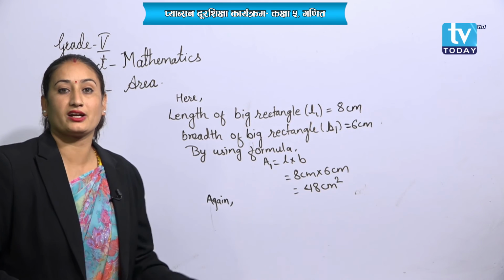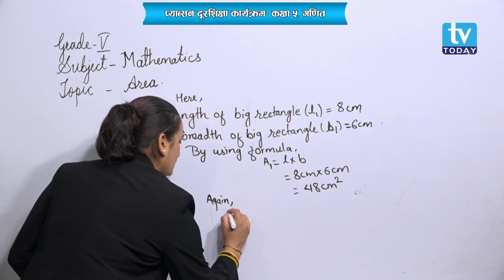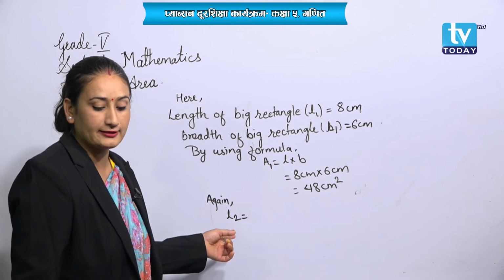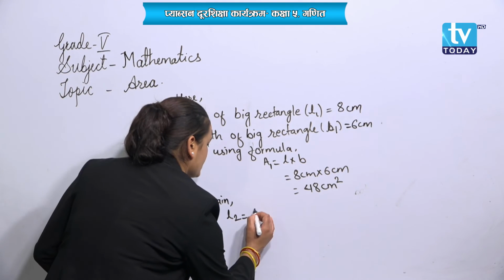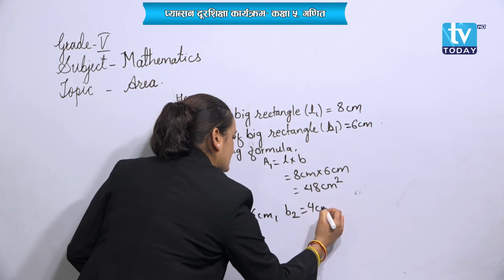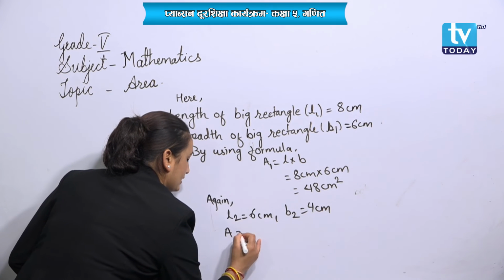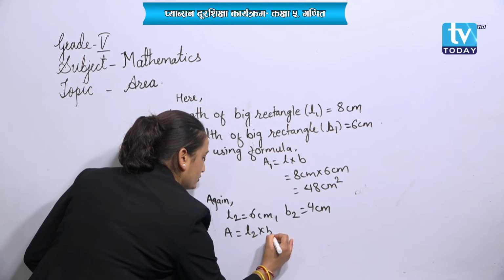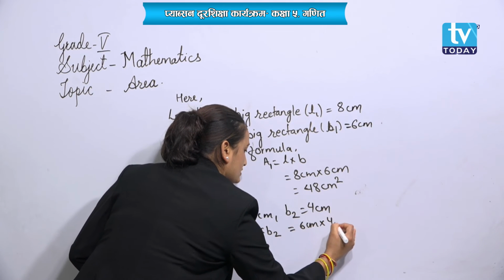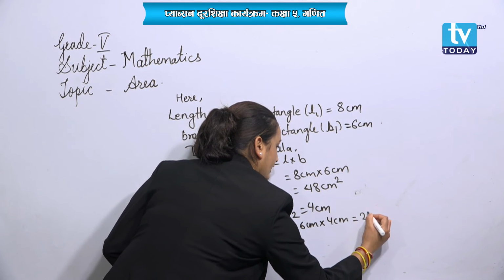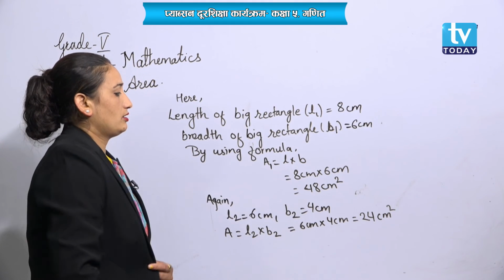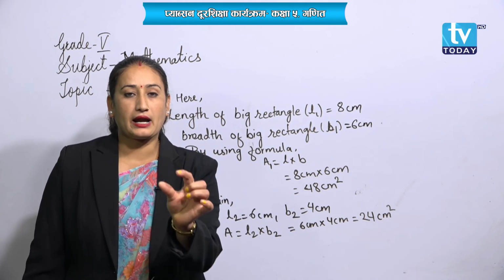So I am writing here short, okay? Length L2 of the small rectangle is 6 centimeter and B2 is 4 centimeter. So area A equals L2 into B2. What will be the answer? 6 cm into 4 cm, it's 24 cm square. Okay, now the main part is there.